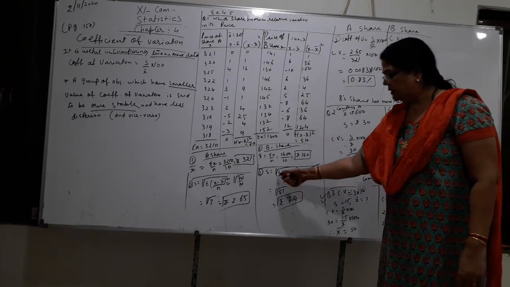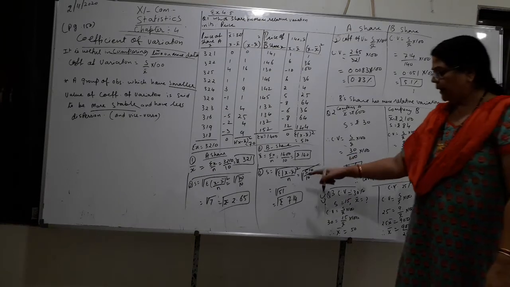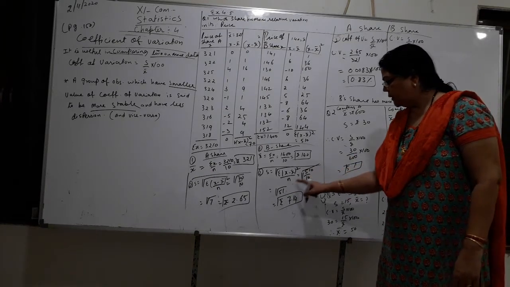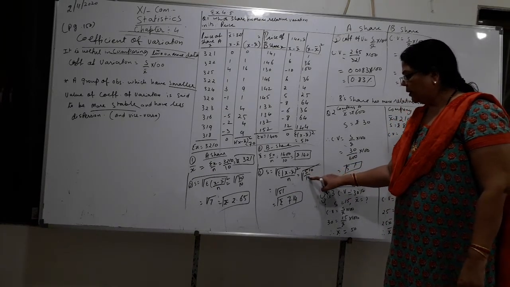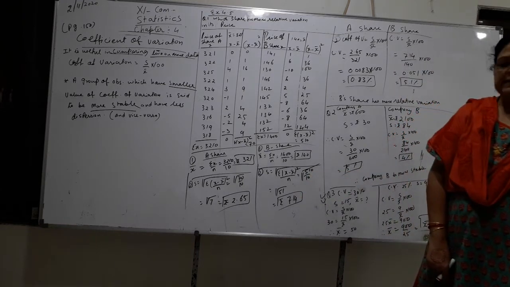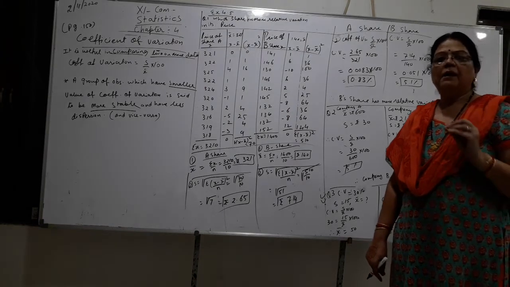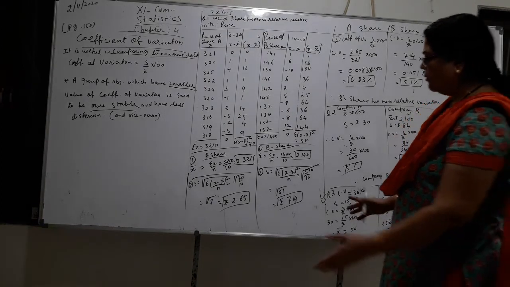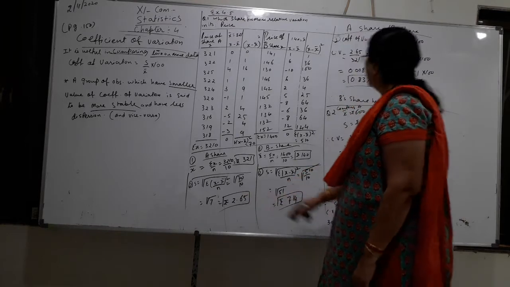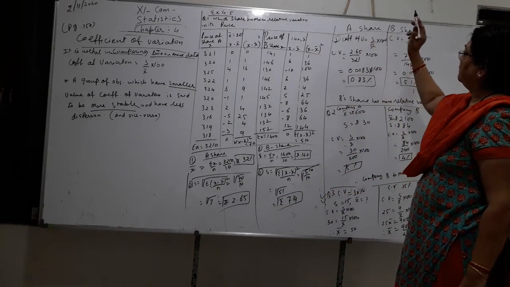So our formula is the root of sigma x minus x bar square upon n. You will get 510 upon 10. The 0 will cancel, so 51. So the root you will get is 7.14 rupees. Okay, very simple, very easy. But now you have to compare. See, this is two. Okay, the two coefficients of variation will be compared.